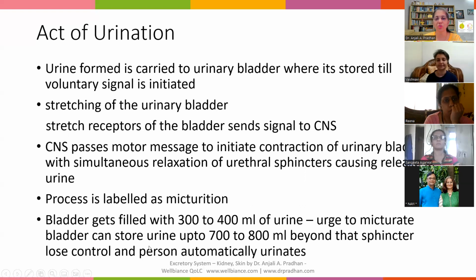This is called as micturition. Okay. When bladder gets filled with 300 to 400 ml of urine, you will get the urge to micturate. But bladder cannot store urine above 800 ml. कभी कभी क्या होता है, जल्दी होती है, मालूम है ना, और sometimes वो ड्रिबल हो जाता है.